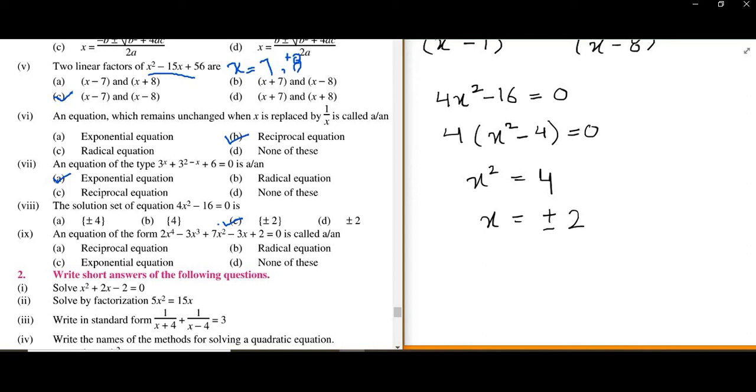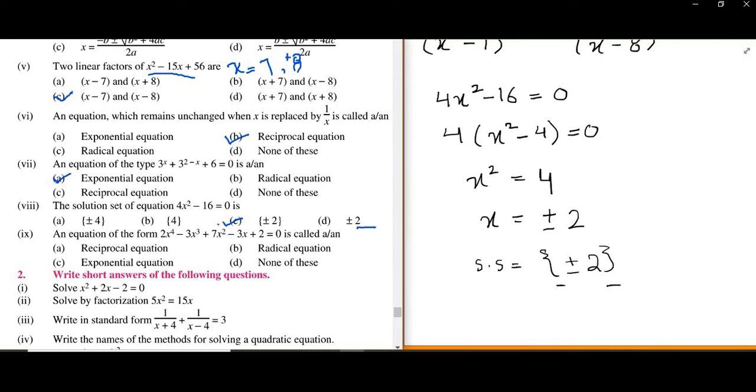Always write your solution in the form of a solution set. When you write any solution set, you will use these types of braces. So that's why the C option is correct, this is not correct.